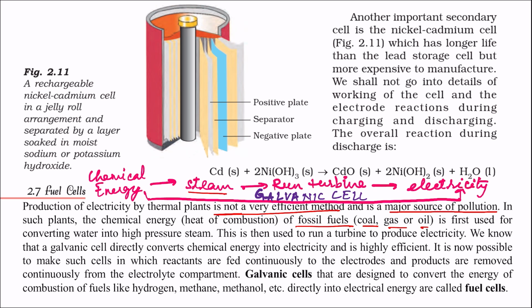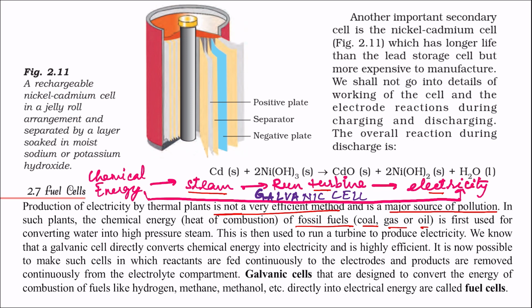This steam is then used to run a turbine to produce electricity. But in a galvanic cell, chemical energy can be directly converted into electricity. In thermal power plants, the chemical energy is converted to electricity through these various steps, whereas in a galvanic cell, chemical energy can be directly converted to electricity.